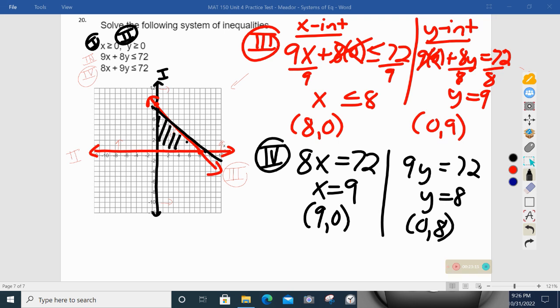It's less than, so that shaded region that's below all of them is the correct answer. All right, let me look at that. 8, 0, 0, 9, 9, 0, 0, 8. Looks good to me.